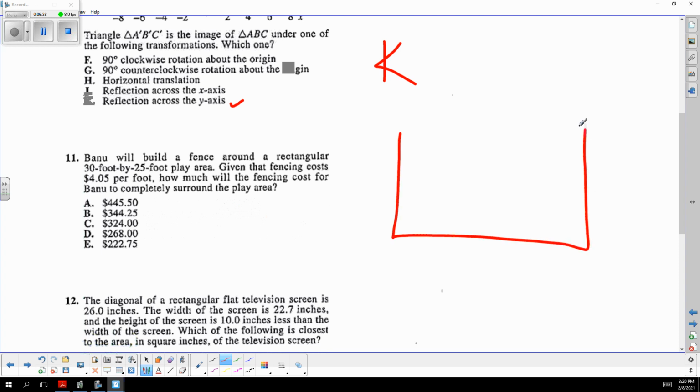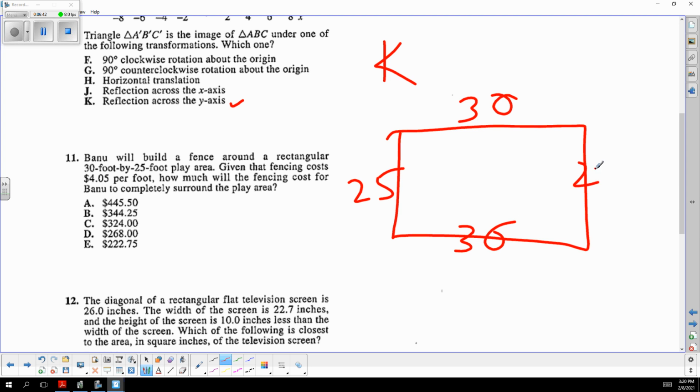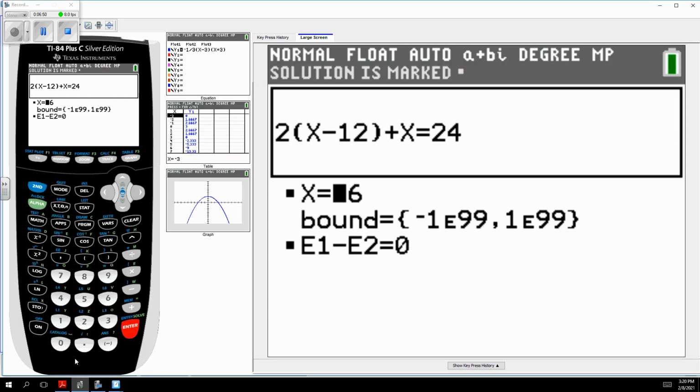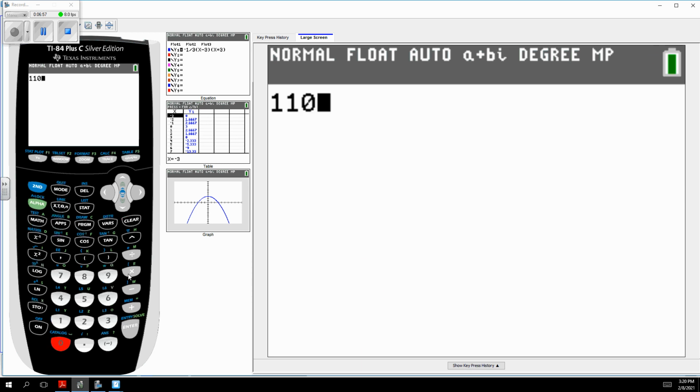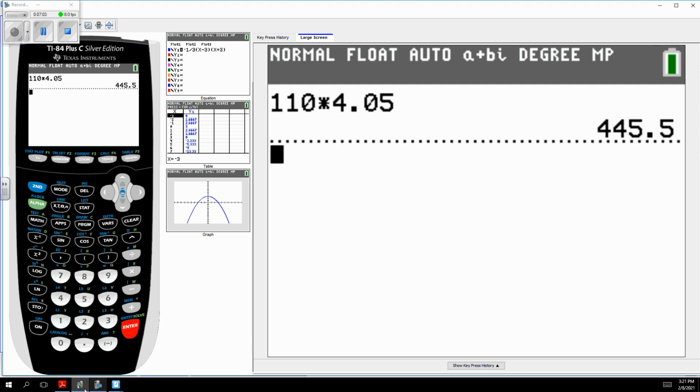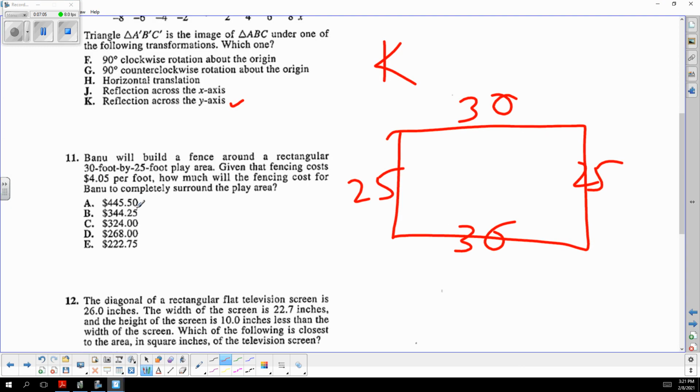Building a fence is perimeter. So if the park is 30 by 25, we need to know the perimeter by adding up all the sides. So that's 50 and 60 is 110, and we're paying $4. Oh, wrong place. 110, and we're paying $4 per square foot. So we're going to end up with about a $445 fence. Choice is A.